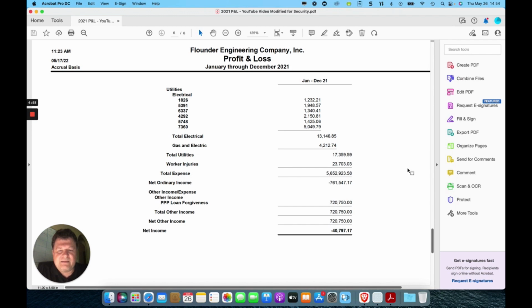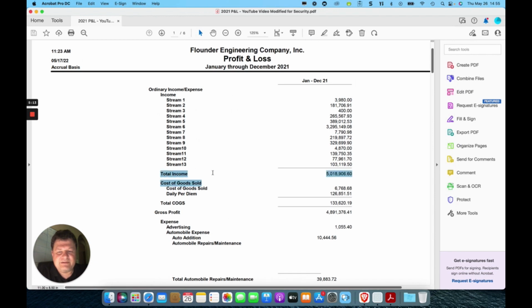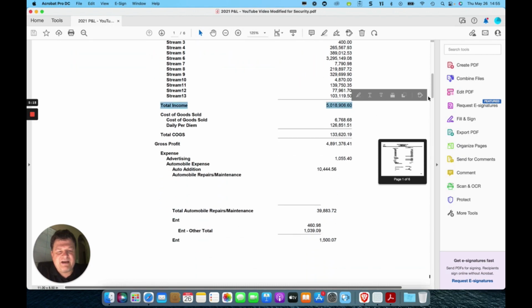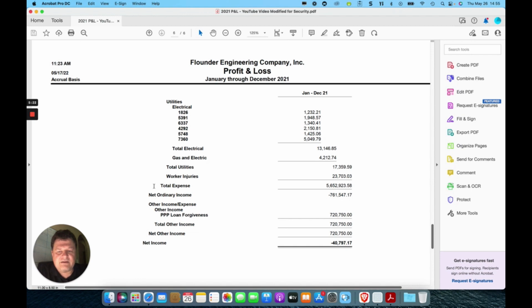So we've got all of our costs here, and look at this here, total expense: $5.65 million. What was the sales? Total income? $5,018,000. So we're pumping $5,018,000, and our costs are $5,652,000. So that means we've got almost a $750,000 a year loss.